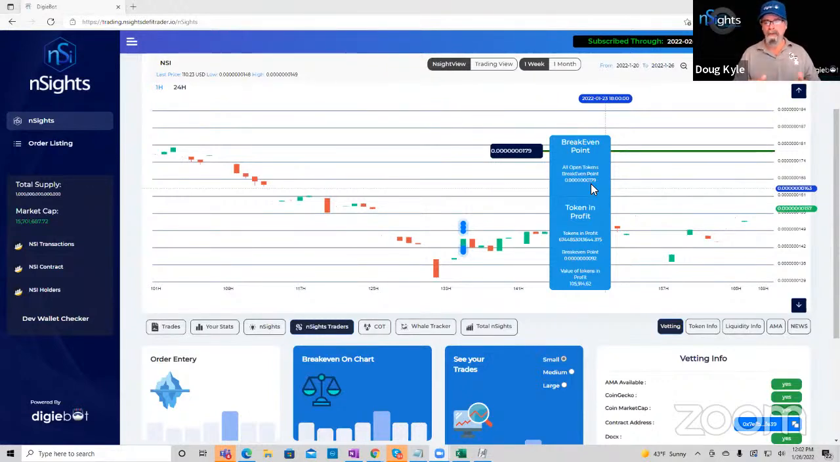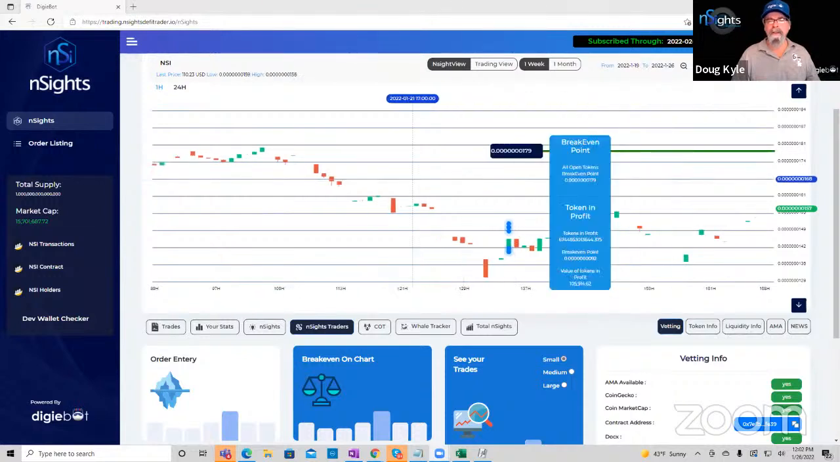70179. So now we can see that we've got the weighted cost averaging working correctly. And it's bringing down the current buys to adjust that break-even point. Very, very significant to know exactly where the break-even point is. A couple of other things may seem like small things to you guys, but these are fairly major things.